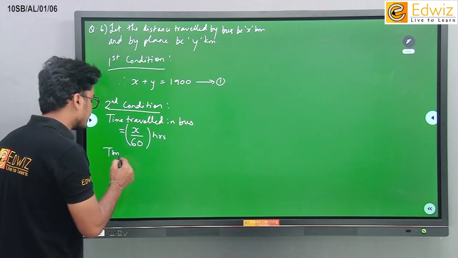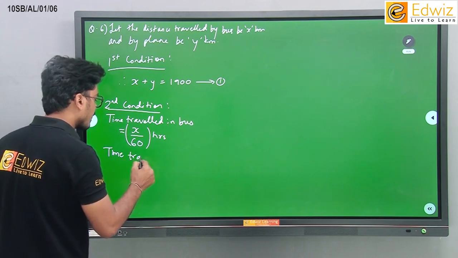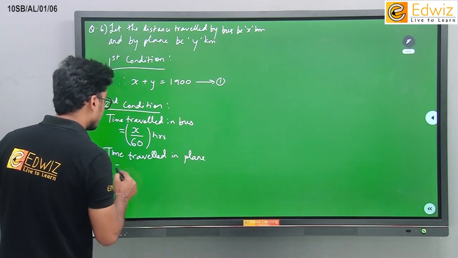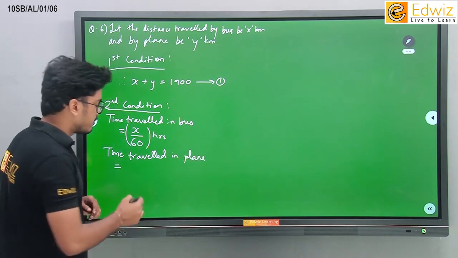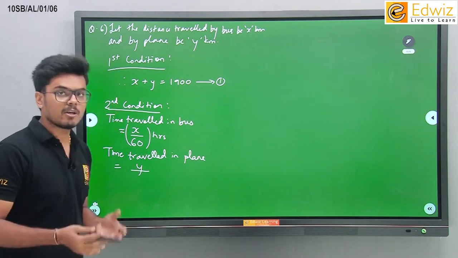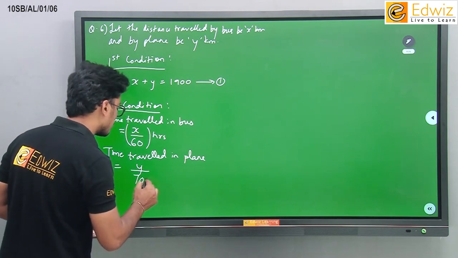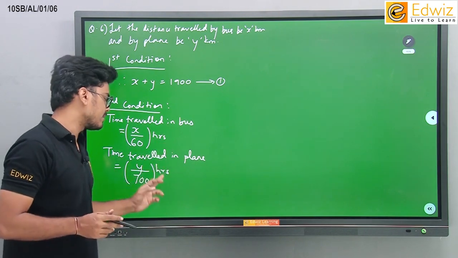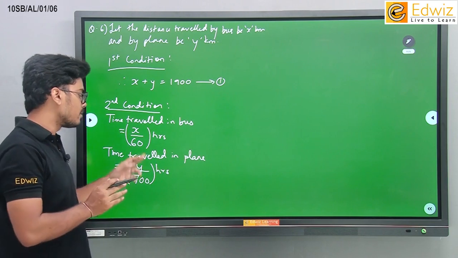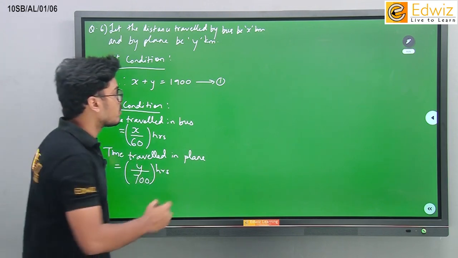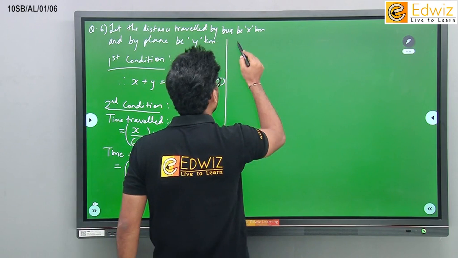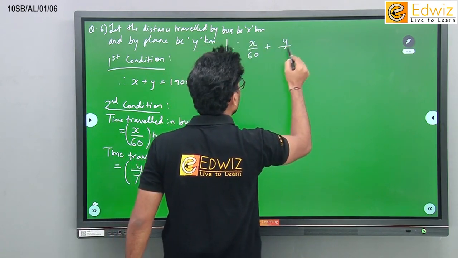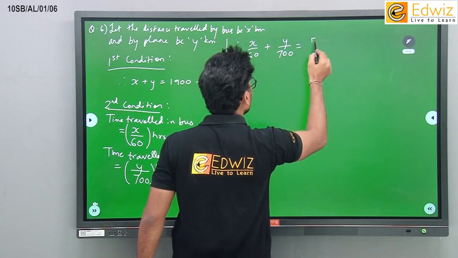Similarly, time traveled in a plane. Time traveled in plane will be equal to distance traveled in plane y upon speed of the plane, that is 700 hours. So इतना उसका टाइम हो गया बस का, इतना उसका टाइम हो गया प्लेन का, बट वी नो दैट द टोटल टाइम टेकन इज 5 hours. सो इक्वेशन क्या होगा? Therefore x upon 60 plus y upon 700 is equal to 5.